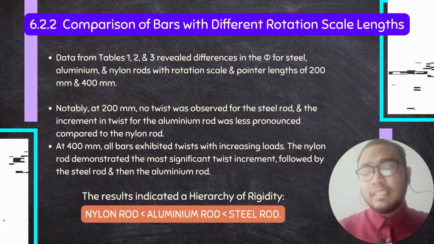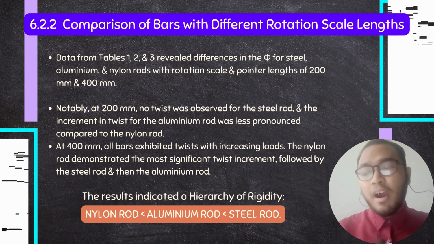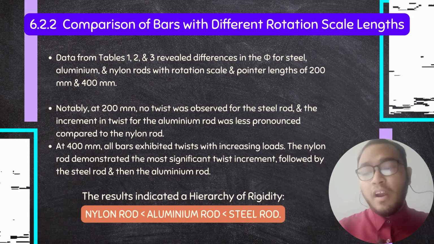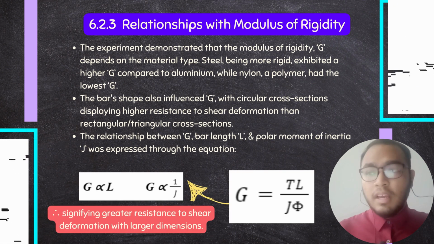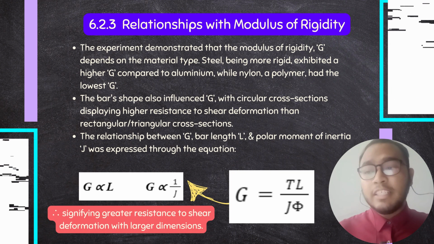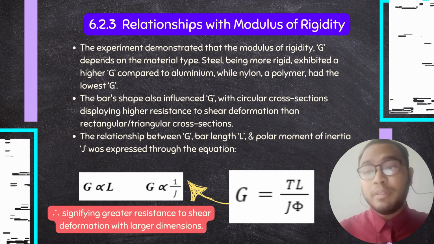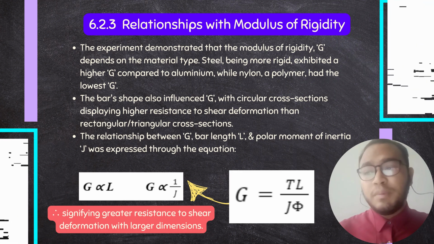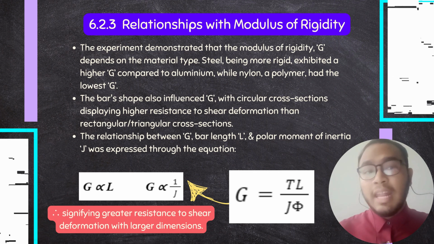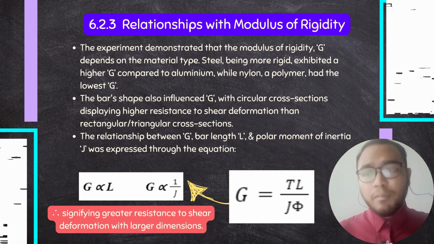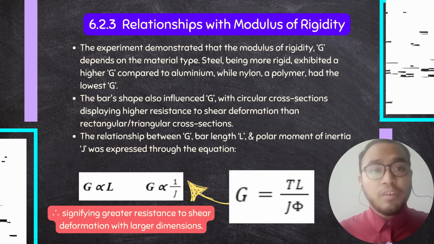From the results, it can be said that the rigidity of the bar increases from nylon bar, aluminum bar, and finally steel bar. Thirdly, based on our findings, we'll be explaining the relationship between the modulus of rigidity of materials with the parameters such as types of materials for the bar, length of the bar, shape of the bar, as well as the polar moment of inertia.